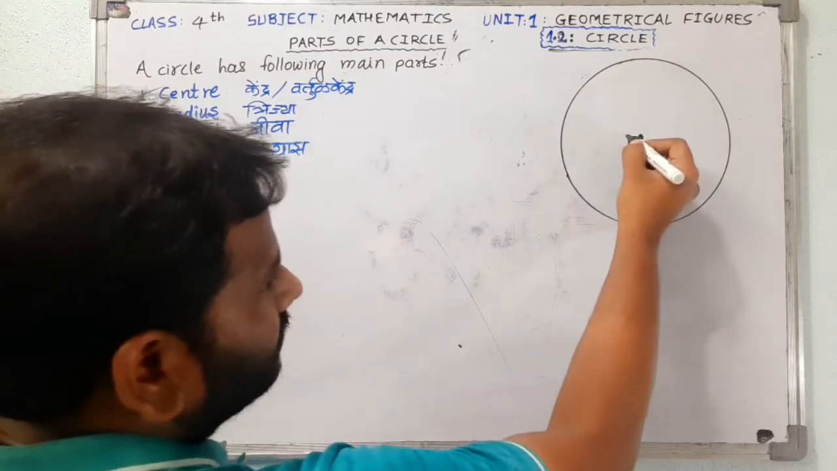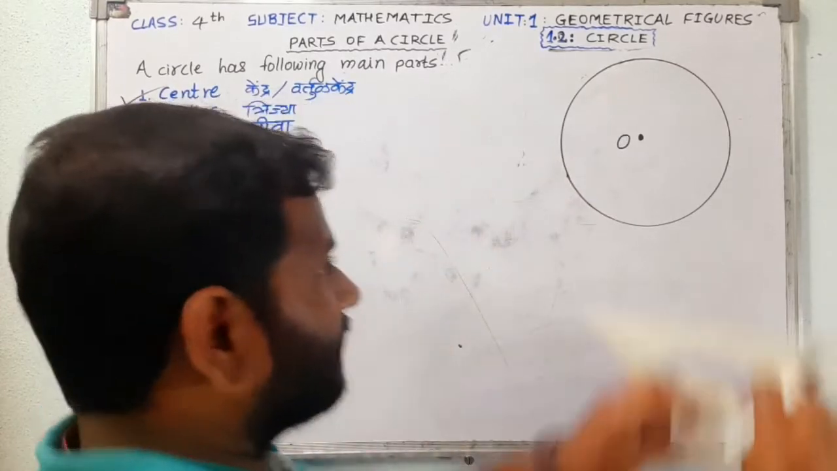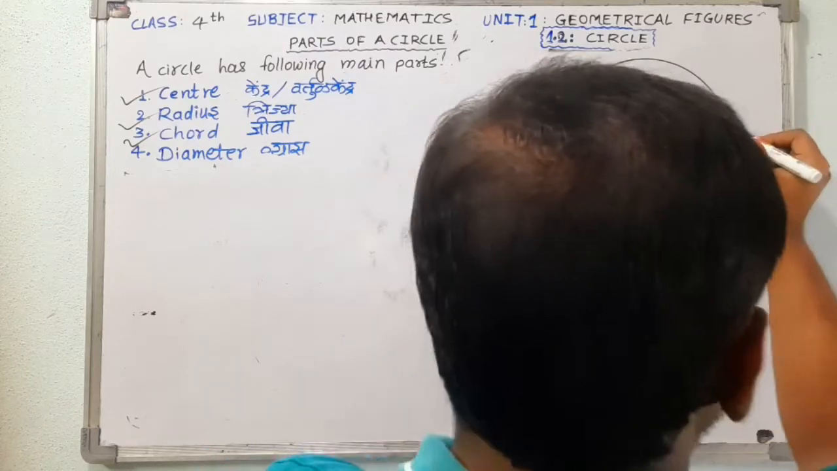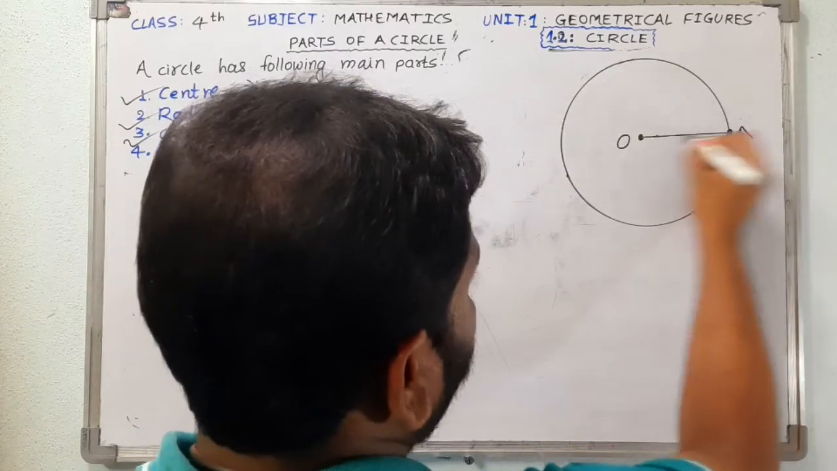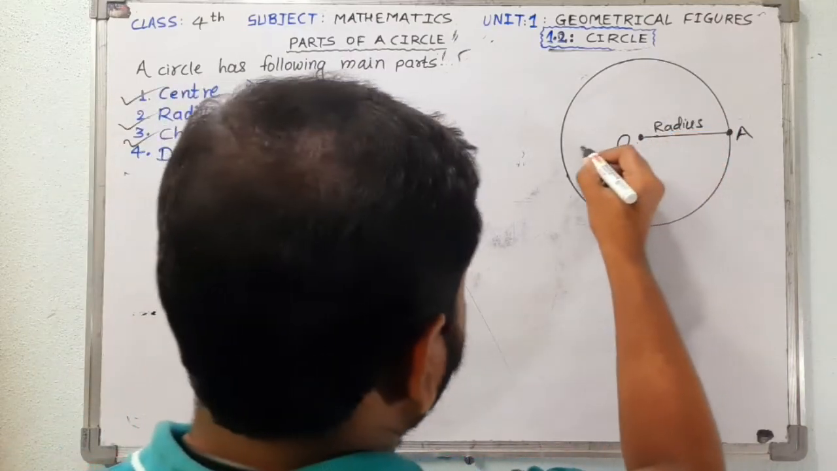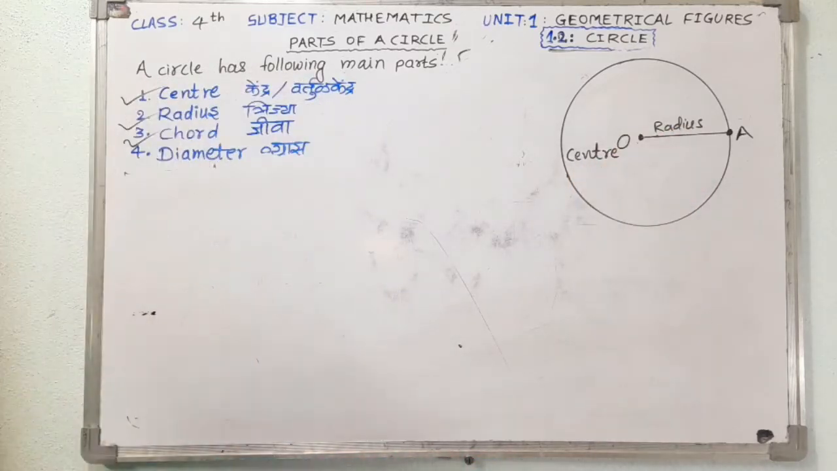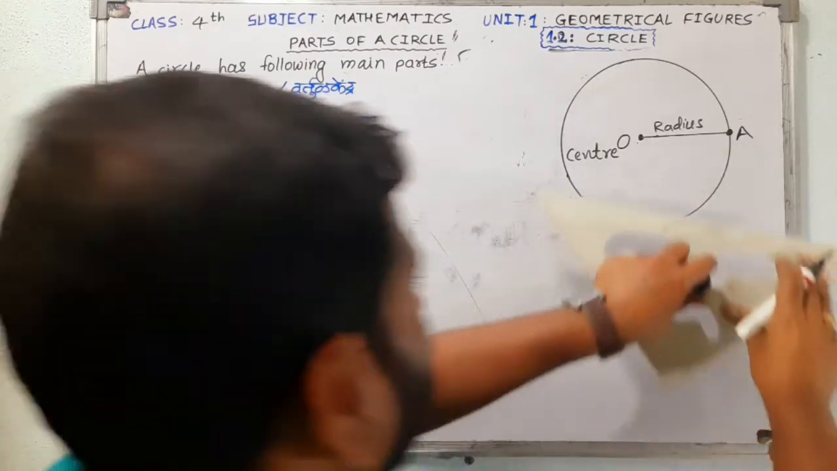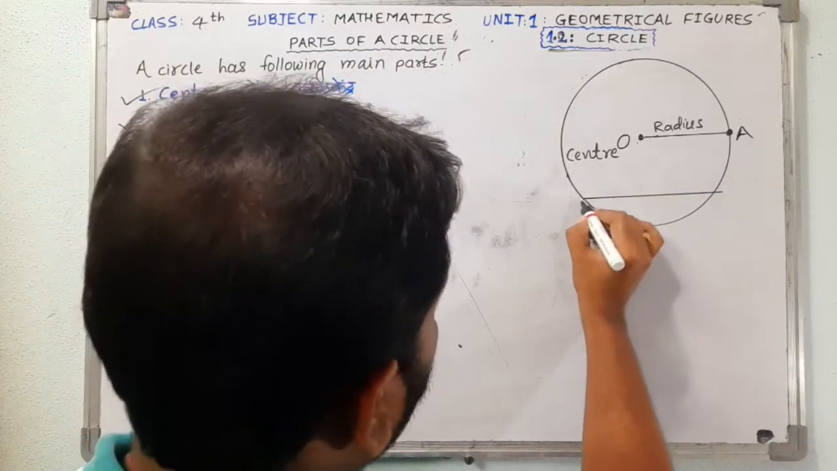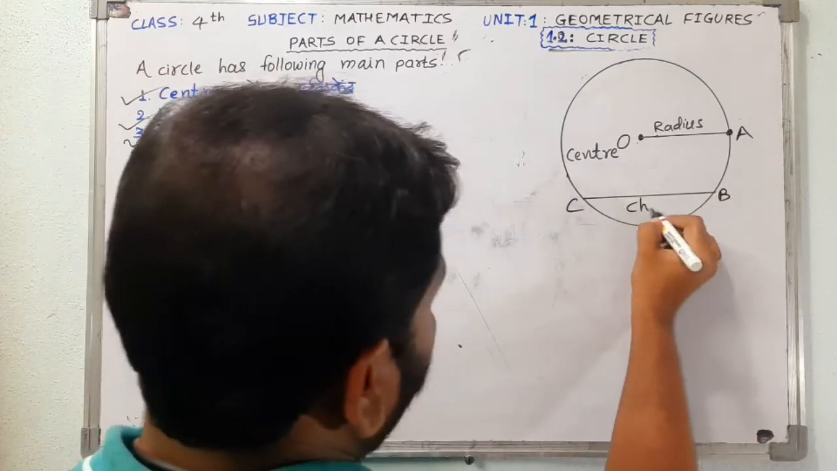So now what is this? This is point O. O is the center of the circle. Then next, if we join this point O with any point on the circle, what will it become? Suppose A, it is the radius. O is the center of the circle, and OA is the radius. And B and C. BC is the chord.